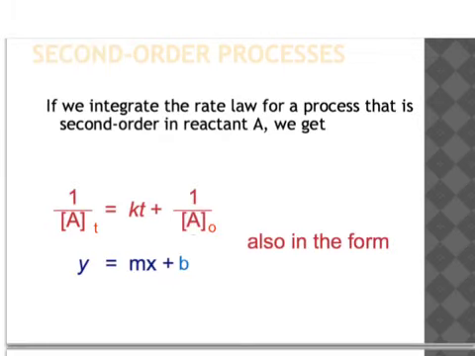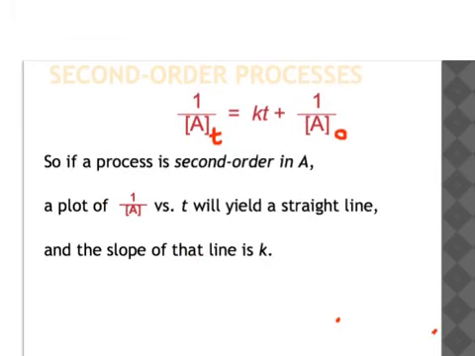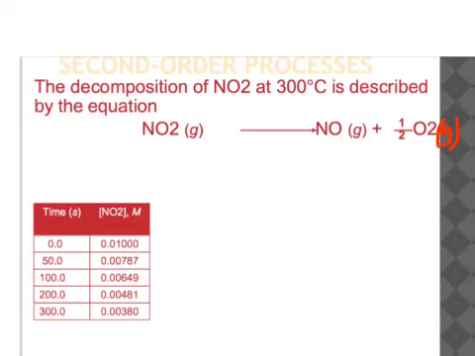If we integrate a rate law for a process that's second order with regards to reactant A, we would get this equation, which also gives us the form of a straight line, y equals mx plus b. And so, if we have a second order process and we plot the reciprocal of the concentration of A versus time and we get a straight line, then the slope of that line is going to be equal to the rate constant for that process, or k.